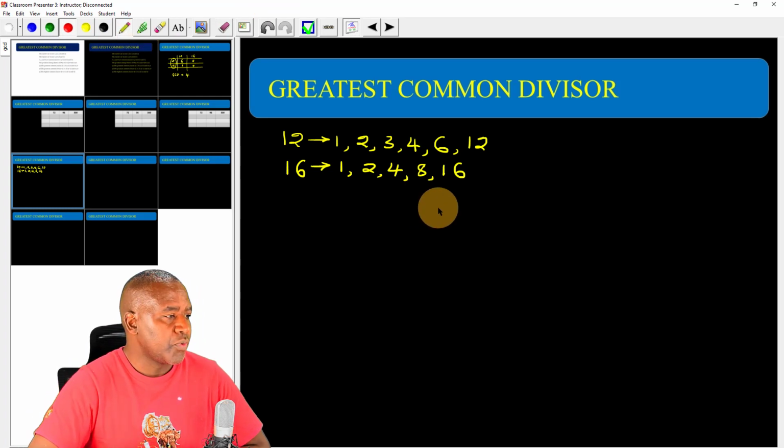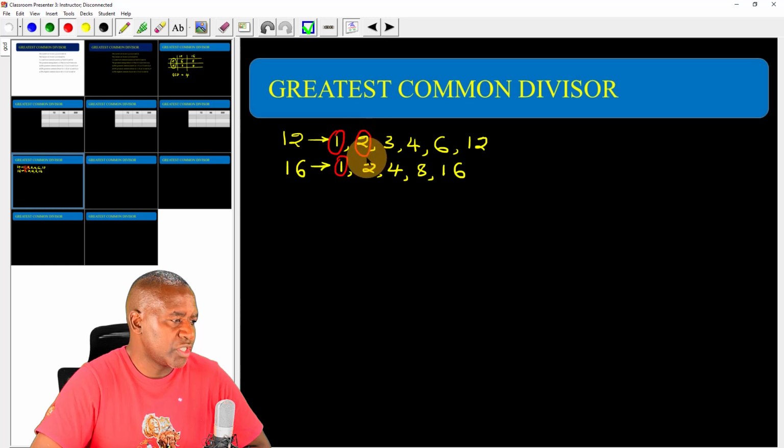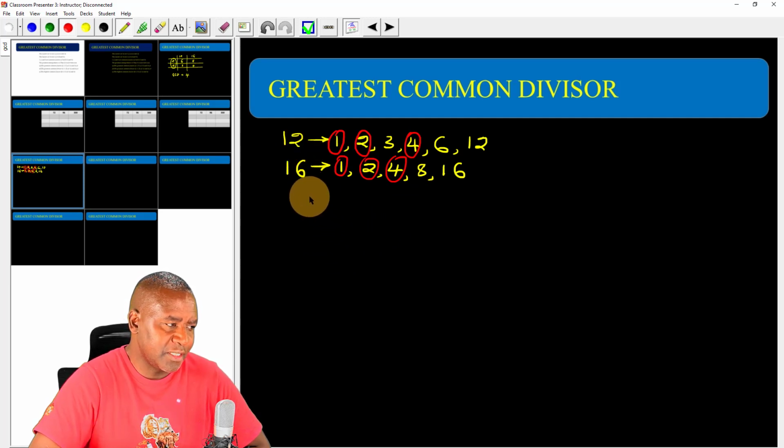For example, when we look at 12 and 16, we find 1 is common, 2 is common, and of course the number 4 is common. So the common factors of 12 and 16 include 1, 2, and 4.